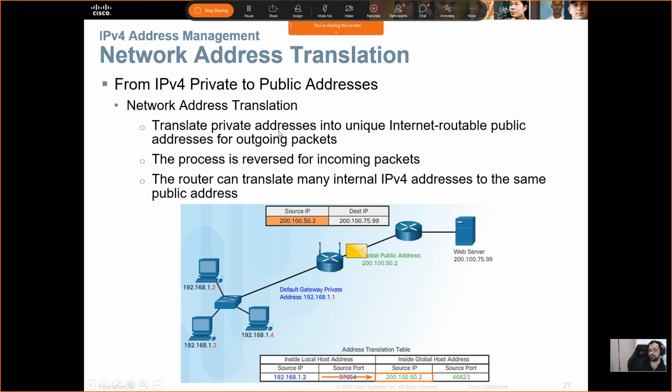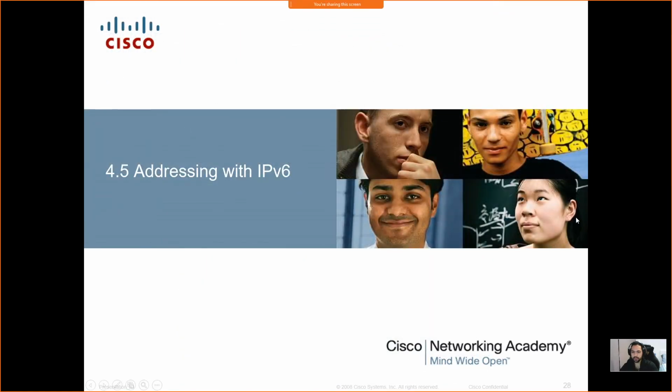So the public addresses, the addresses that are used to the outside world, need to be unique, but the private addresses don't have to be unique in different networks. Inside the same network, they need to be unique, but outside, they don't need to be. All right.